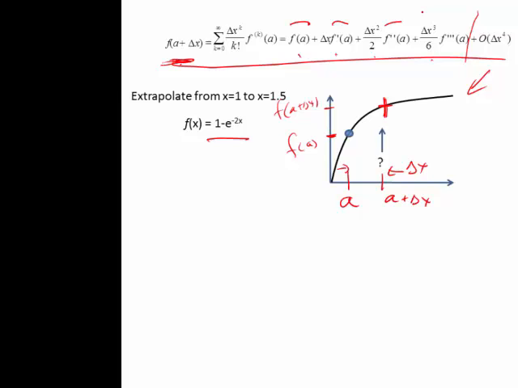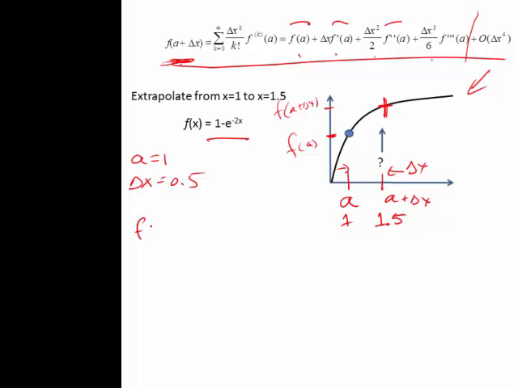Okay, so this is how we would implement it. Before we do that, let me say that in this case, a equals 1 and delta x equals 0.5. So this would be x equals 1 right here, and if delta x is 0.5, then this equals x equals 1.5. So we can substitute into the Taylor series to see what this gives us.